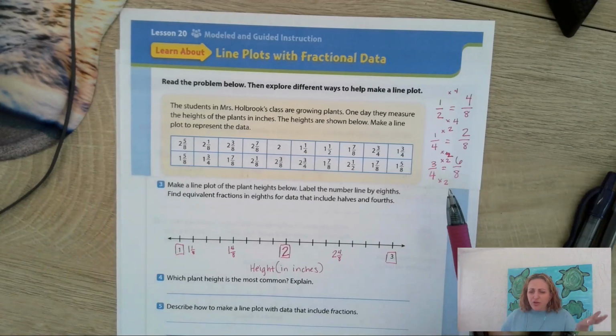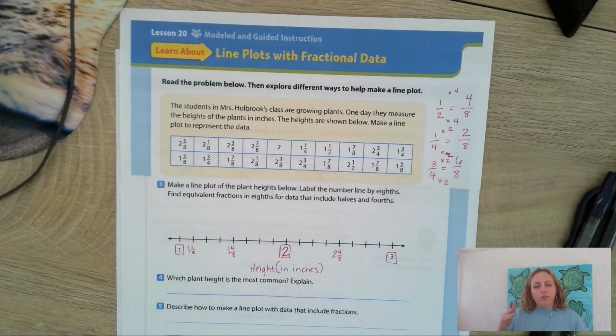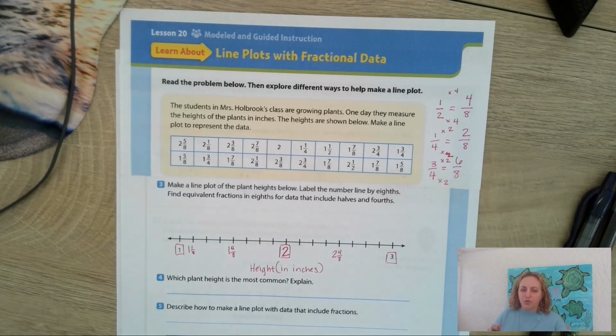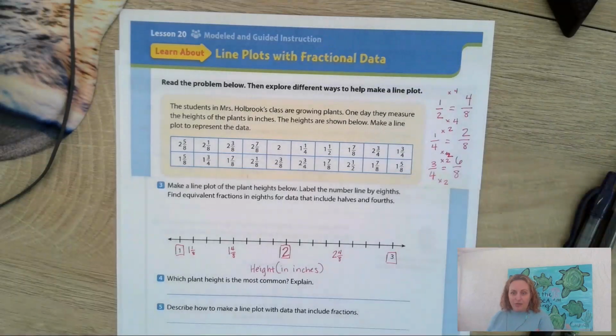How did I know to pick 8 as my denominator? I picked the biggest number. Now, one thing that's really going to be helpful for you guys to just know with line plots, you're only going to have halves, fourths, and eighths this year. So you're not going to have any other denominators to worry about. So if you just memorize this, that's going to be really helpful for you.